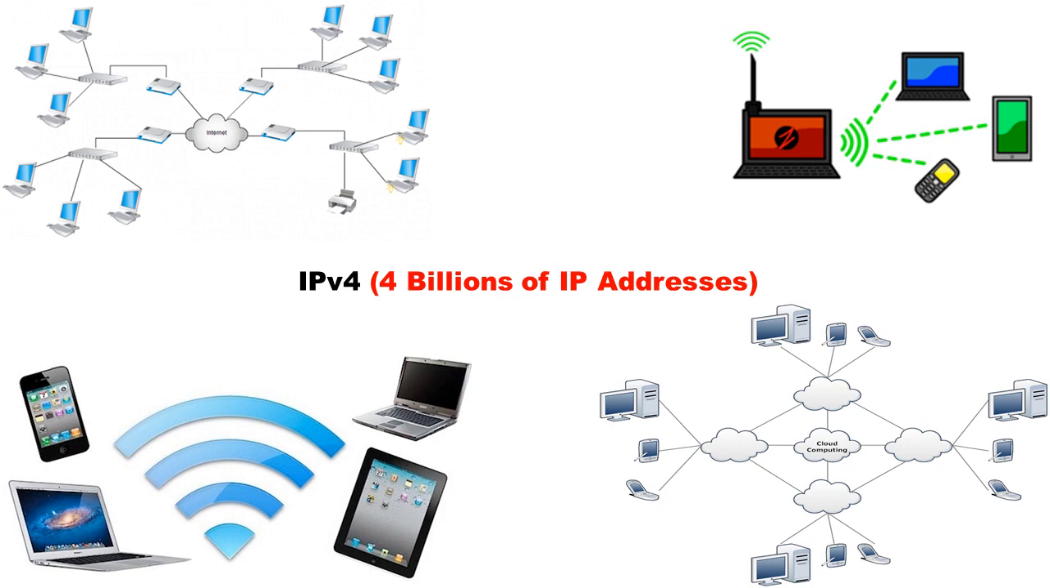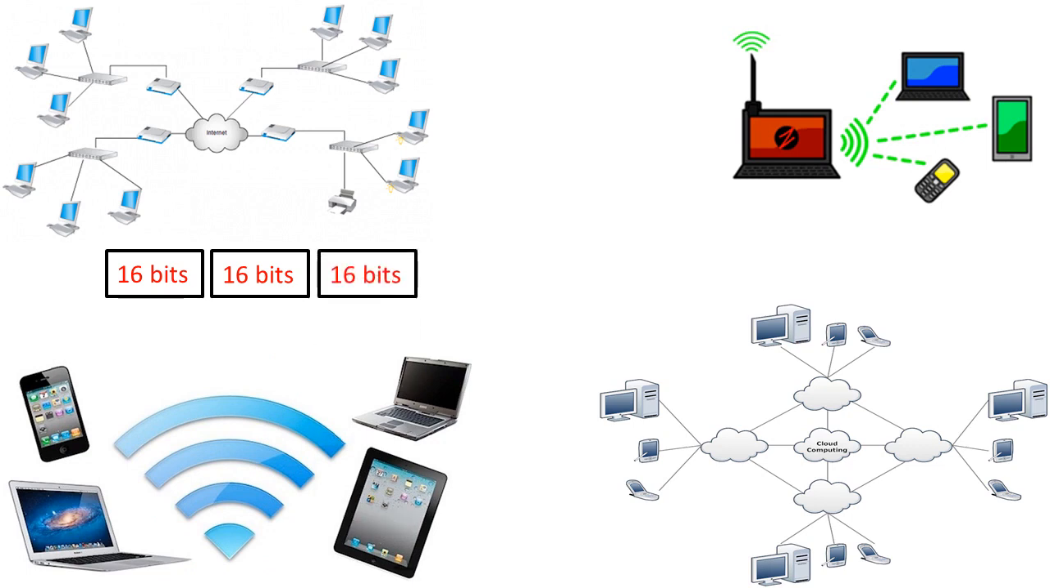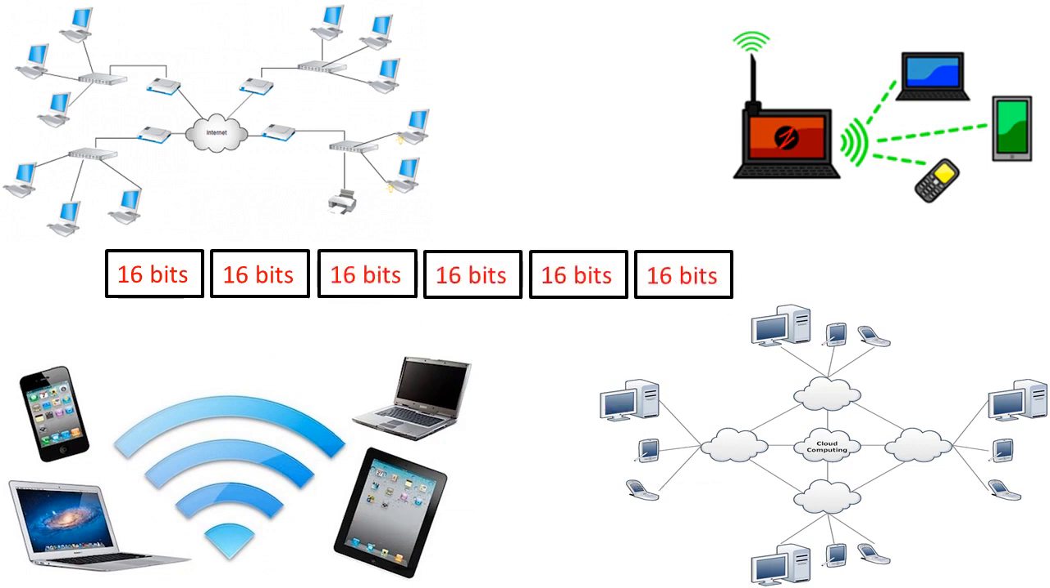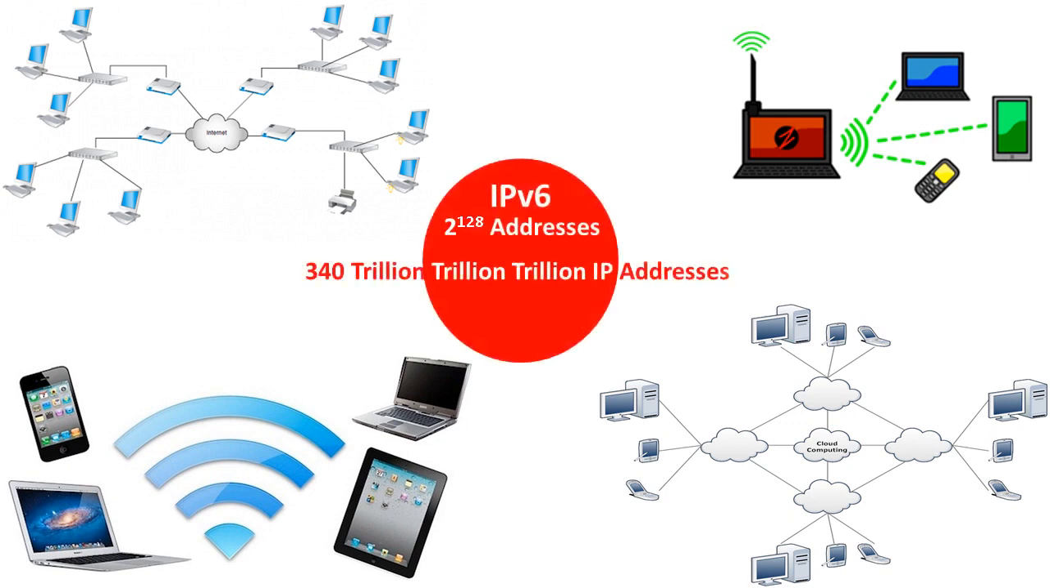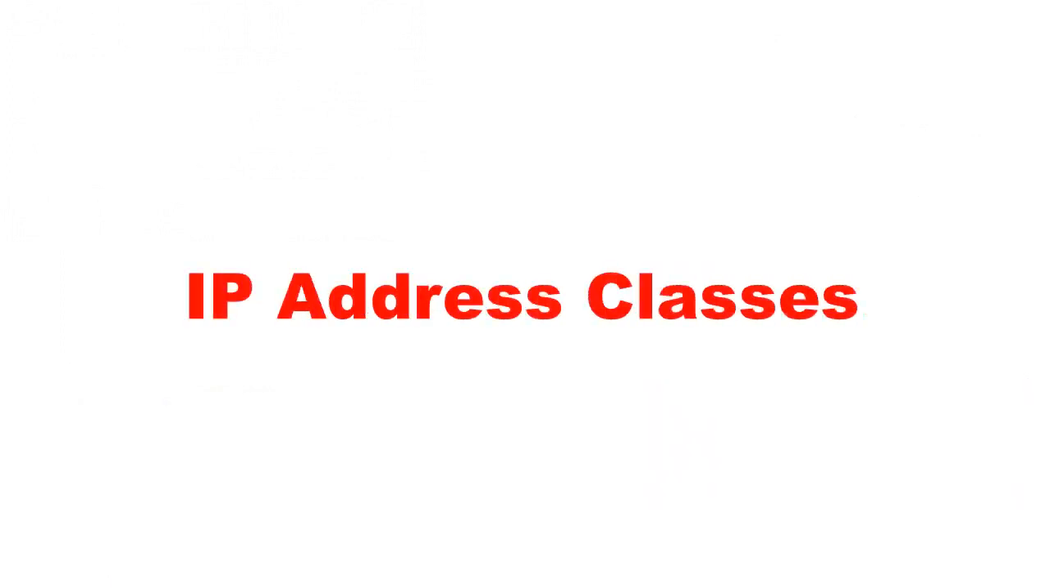Therefore, it is expected that IPv4 will be exhausted soon, and then IPv6 will come into use, whose capacity of addressing is just huge in comparison to IPv4. If we assign thousands of IP addresses per second, it will take billions of years to consume just 1% of the total addressing capacity. Now we will discuss IP address classes.